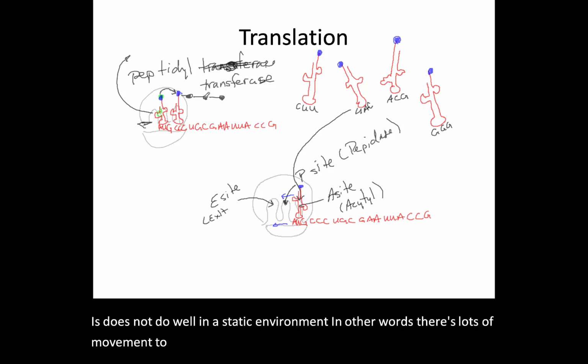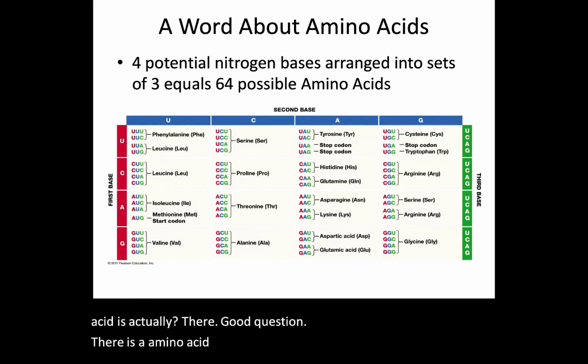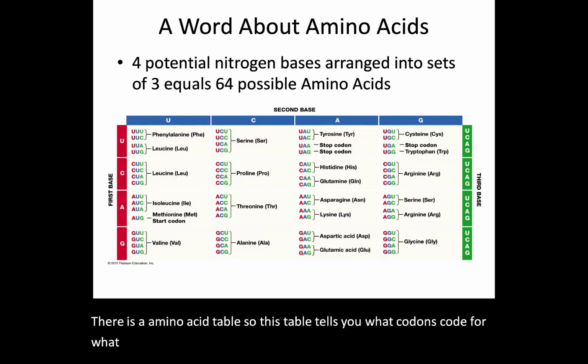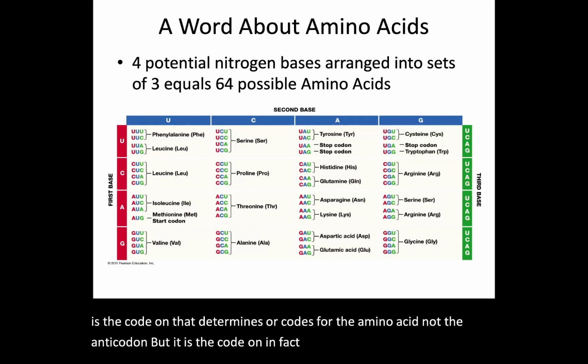But how do we know? How do we know what amino acid is actually there? Well, good question. All right. There is an amino acid table. And this table tells you what codons code for what amino acids. Now, it's clear that you understand this. This is important. It is the codon that determines or codes for the amino acid, not the anticodon. In fact, we call this the codon table.